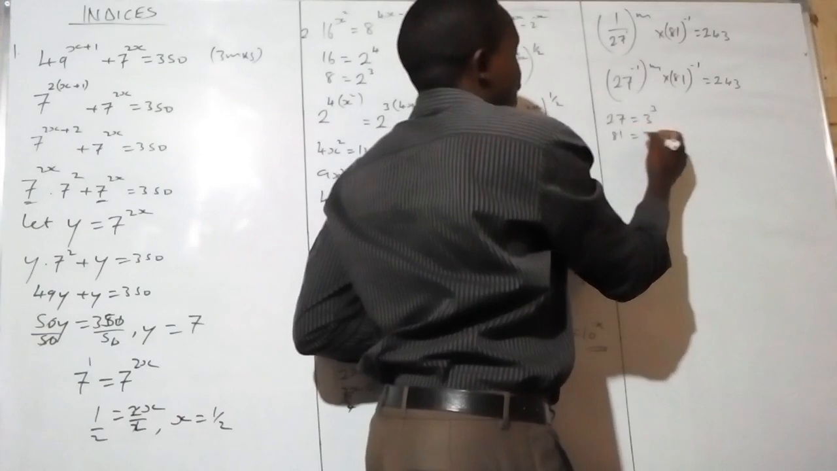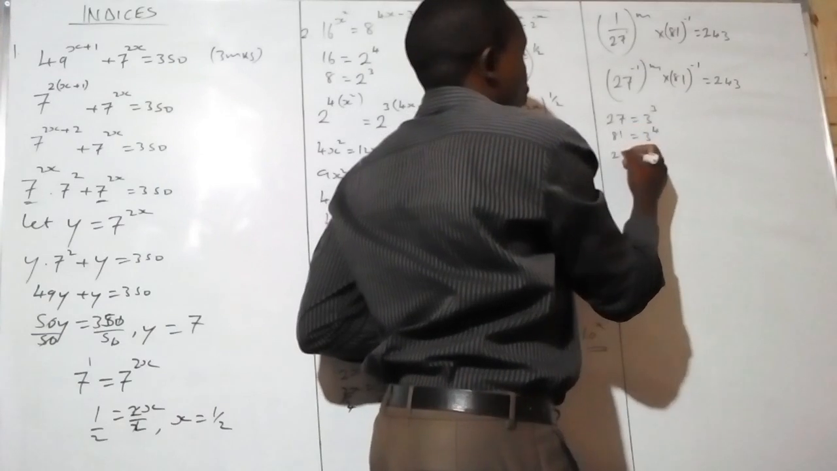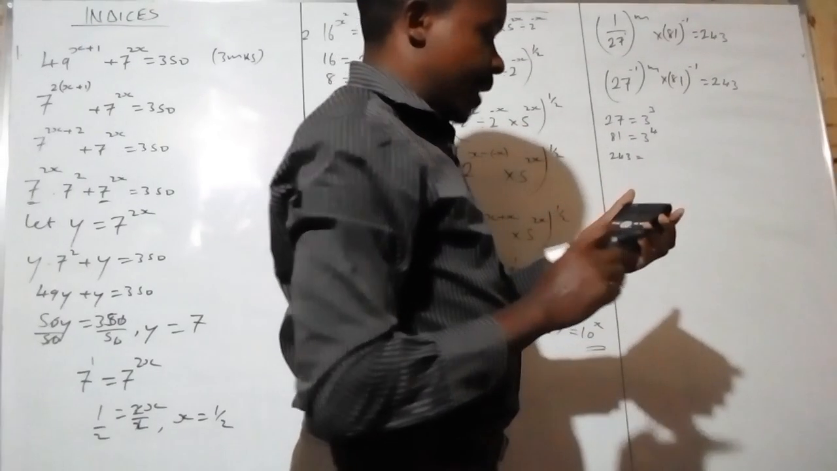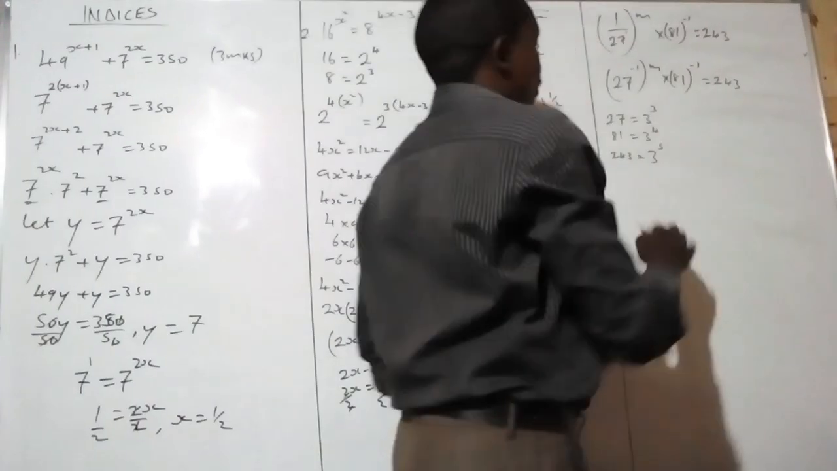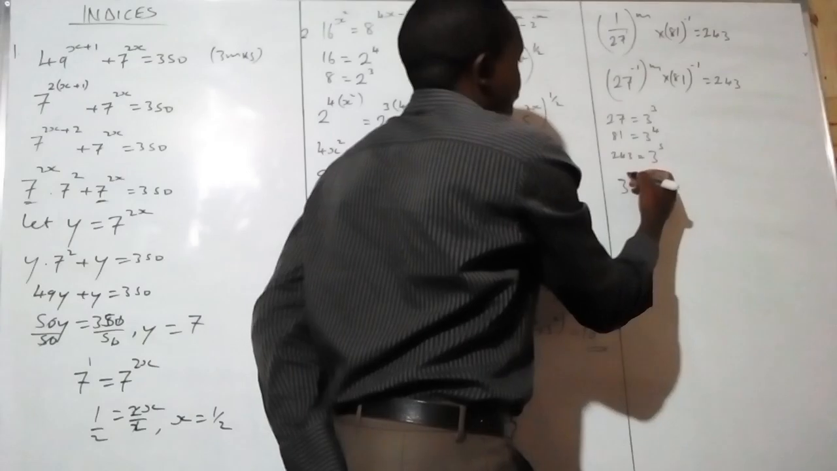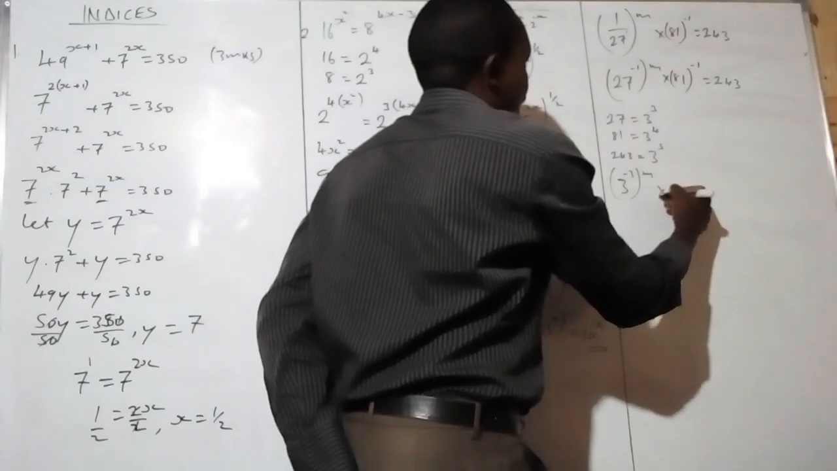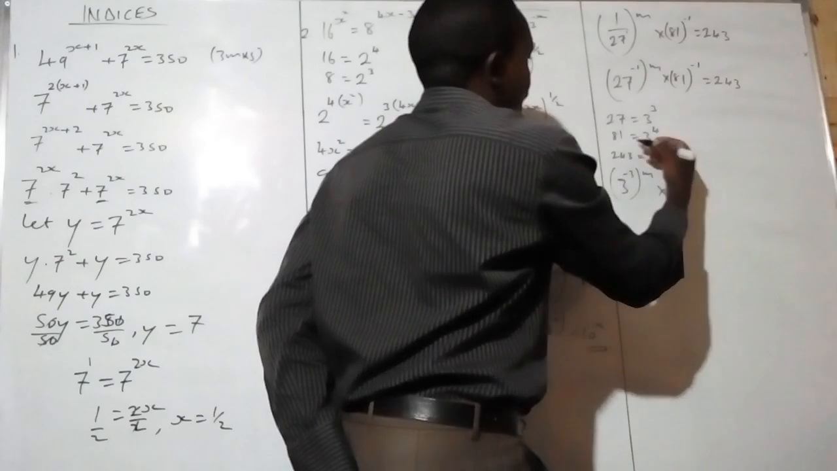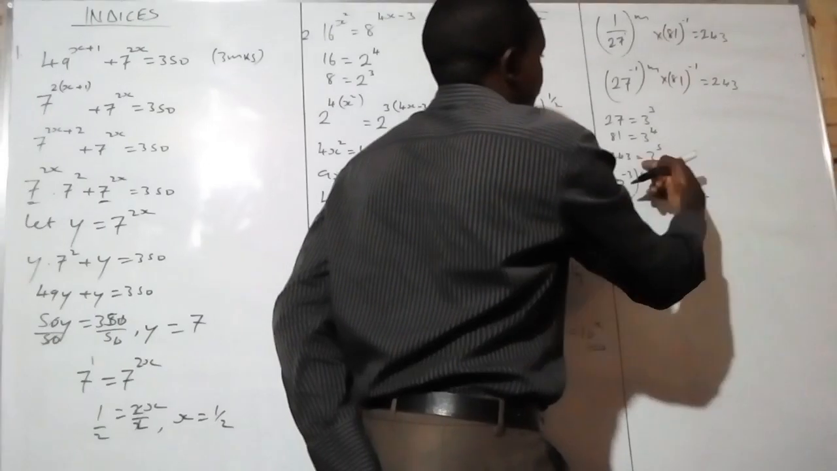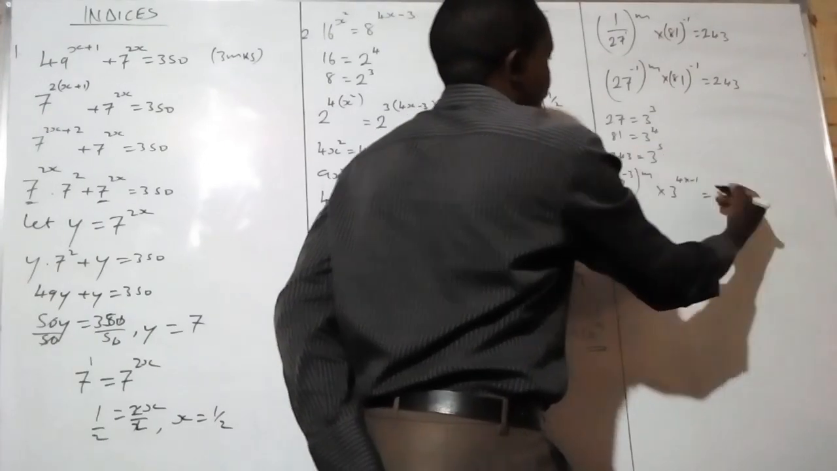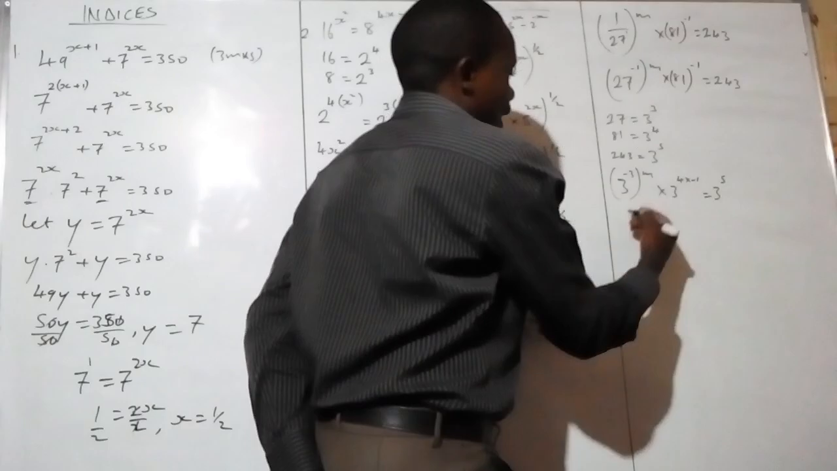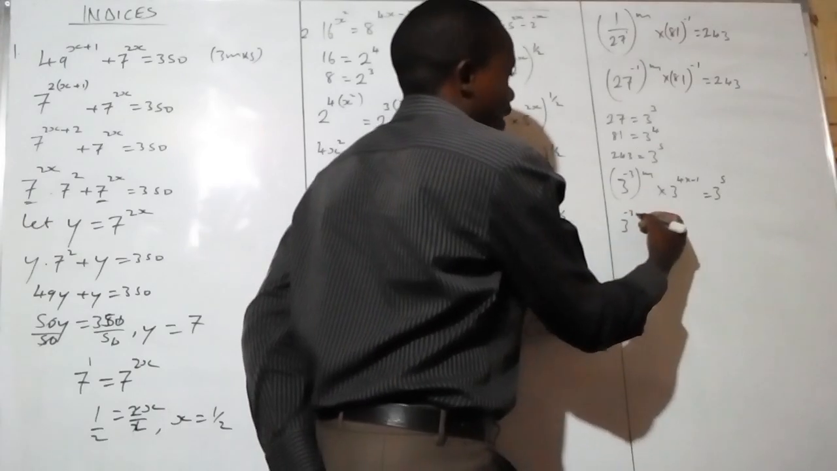243 is the same as what? 3 raised to power 5. Yes, it's supposed to be 3 raised to power 5. Then you substitute. You have 27, 3 cubed, but here negative 1, so 3 raised to power negative 3, then in bracket m, times 81, 3 raised to power 4, which you multiply by negative 1, is equal to 243. 243 is 3 raised to power 5. Open the brackets to have 3 raised to negative 3m times 3 raised to power negative 4 is equal to 3 raised to power 5.